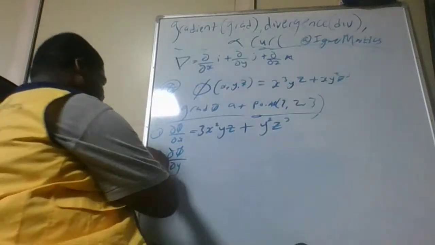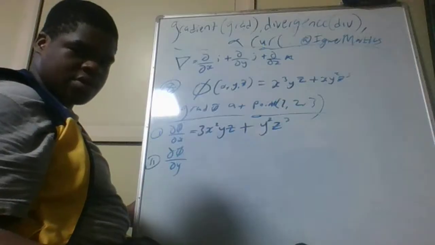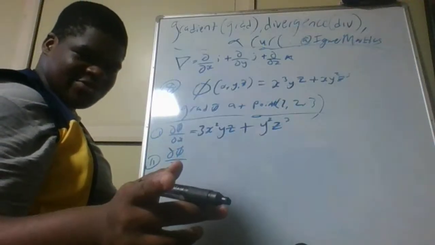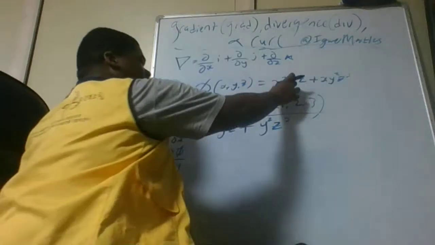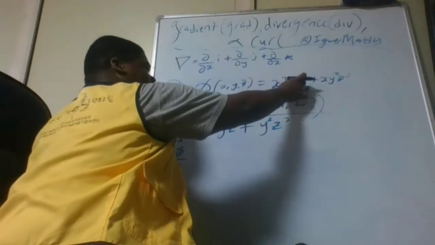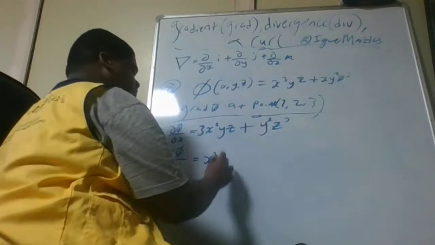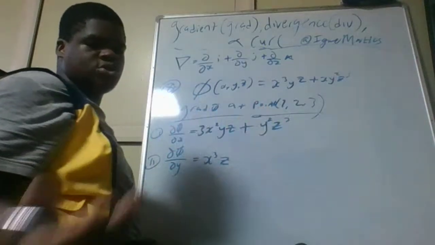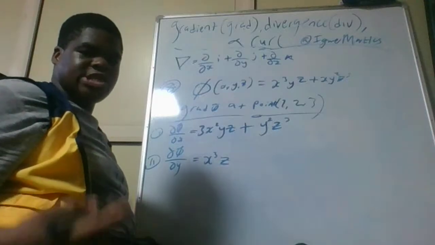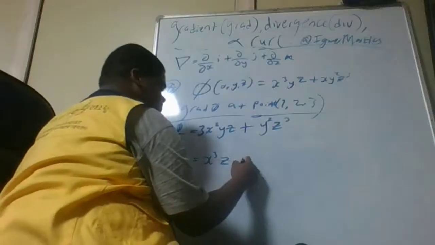I would like you to do this, so you can pause the live stream now and attempt it yourself. Okay, 3, 2, 1. Did you get it? Let's find out. The partial derivative of 5 with respect to y, you are keeping y as the only variable, x cube and z will be constant. So you multiply that out first. Then you differentiate y with respect to y, and the derivative of y with respect to y is just 1. So you multiply this by 1 and you just have x cube z.